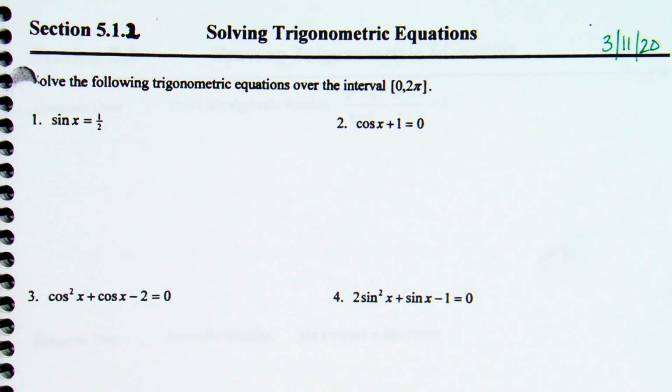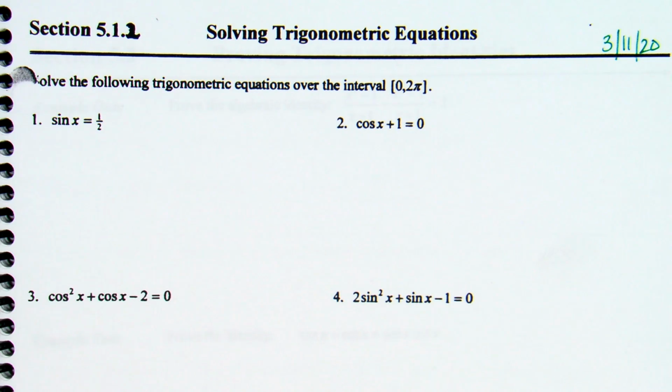Lesson 5.1, still doing the second part of the lesson that we haven't gotten to yet, and that is solving trig equations. Now, as we solve these, we are trying to find the values in terms of x that make these equations true. I say values because there might be one value that makes this equation true, or there might be more than one, depending on the trig statement that you're solving.